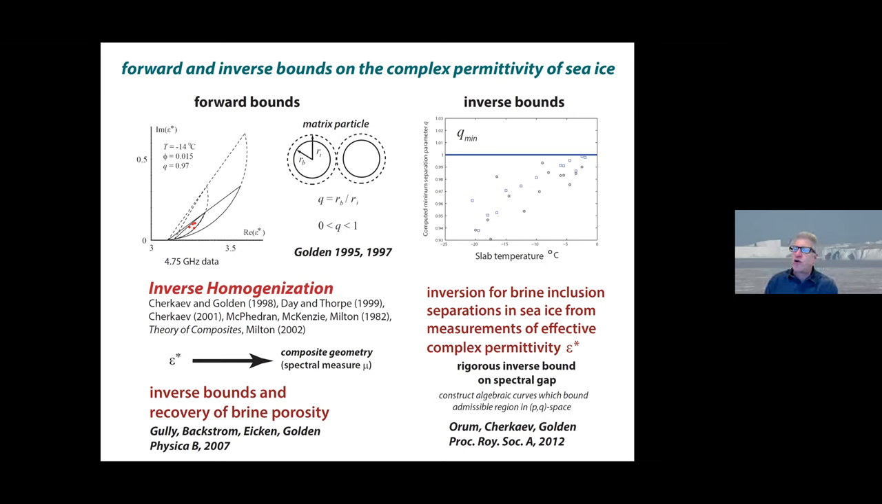And so we used these integral representations to get forward and inverse bounds, very tight bounds on the complex permittivity of sea ice, inverse bounds to recover brine porosity, but also we were able to get rigorous information from complex permittivity data on the separation of the inclusions, which was very useful, and I believe even a first for the theory of composite materials, I believe.